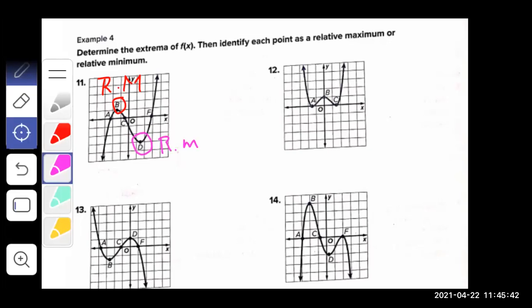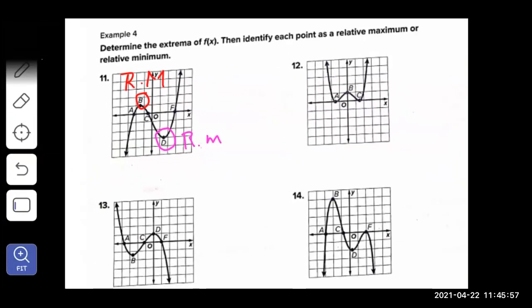I'm going to put a lowercase m to denote the minimum and a capital M for the maximum. Yes, you can write it better, guys. You have the books right there. It's because I don't want to be zooming in. Okay, let's see the number 12, 13, and 14.